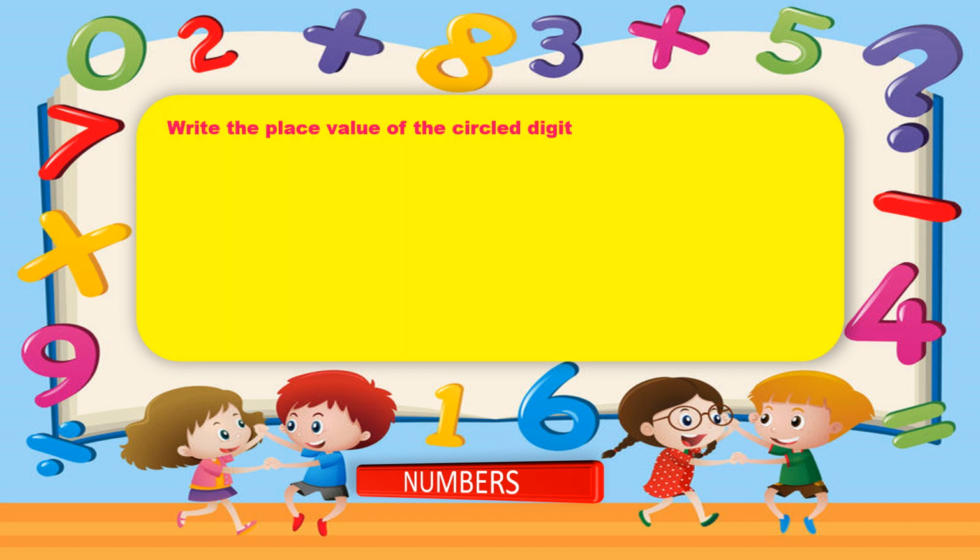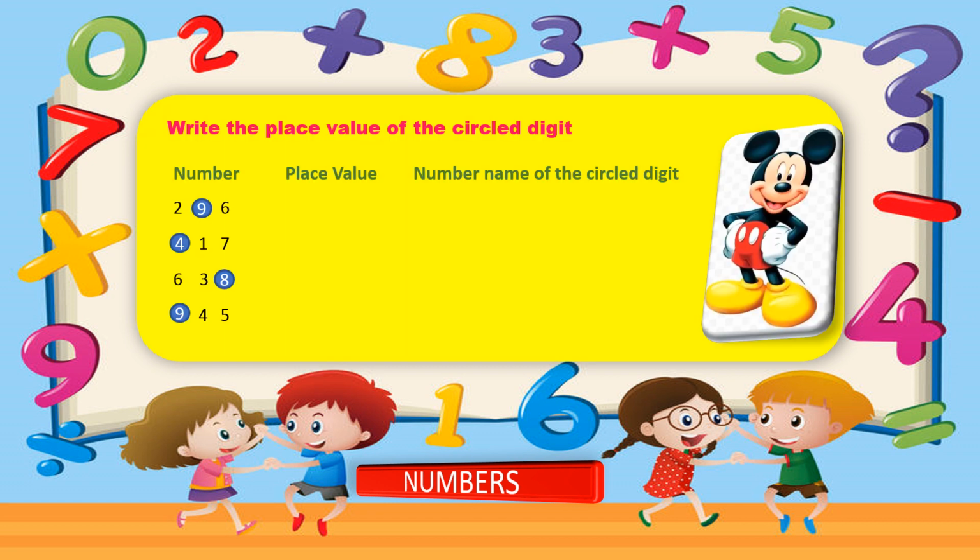Write the place value of the circled digit. Now we are going to see the value of the circled digit. 296. 9 is in tens place. We call the number name 90. 417. 4 is in hundreds place. We call the number name 400.